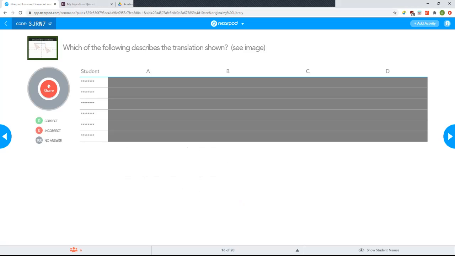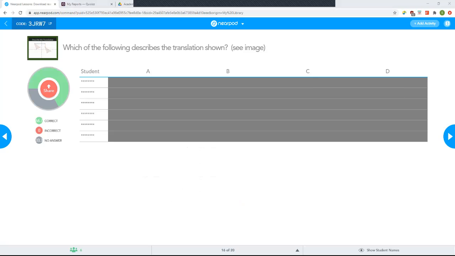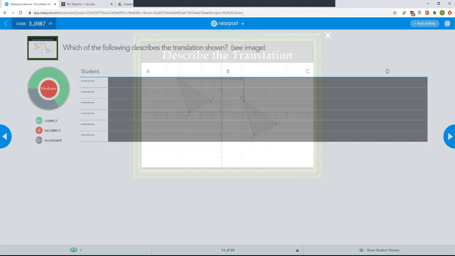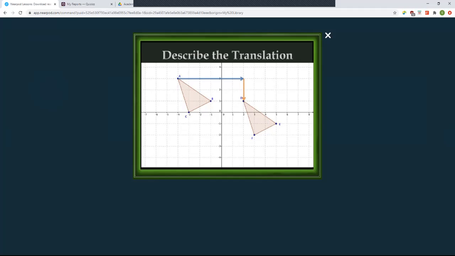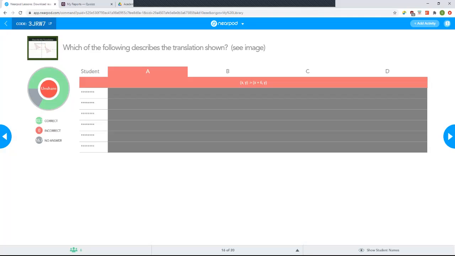All right, which of the following describes the translation shown? Give you guys a couple of minutes to think about this. All right, let's take a look. So this translation, we're going over to the right 1, 2, 3, 4, 5, 6. We're going down 2. So right 6, but we're missing the y part for A. For B, you have them backwards.